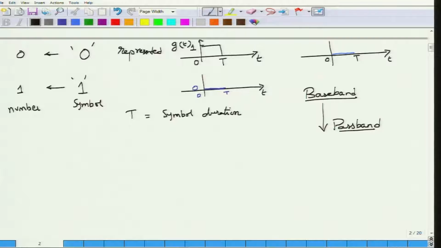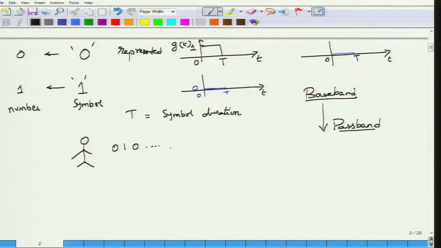The immediate question you might ask is, why should I do that? There are various reasons. First of all, by transforming them into passbands, right, you can allow more than one user to transmit symbols in the optical fiber at the same time, right. So I have user 1 here who wants to transmit a sequence of 0, 1s and so on.